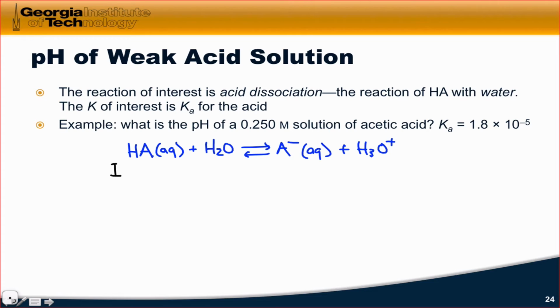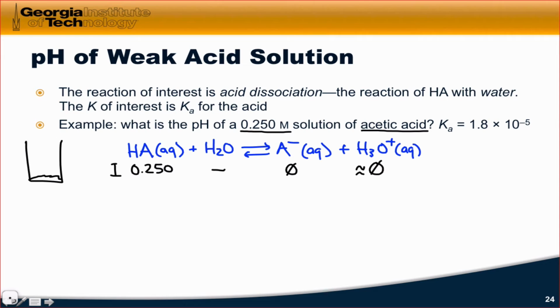The concentration that's given in this problem, the 0.25 moles per liter, that's the initial concentration of acetic acid, the reactant. So we can immediately write that molarity underneath HA on the initial line. The concentration of water is irrelevant since it's a liquid, and initially we have no A- present and a very, very small amount of H3O+ present, 10^-7 moles per liter in pure water, right? This is so small relative to 0.250, the initial concentration of the acid, that we can essentially treat this as zero.